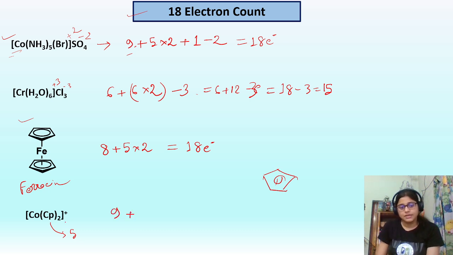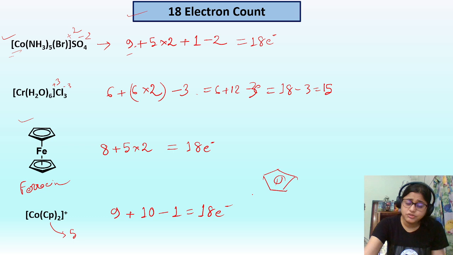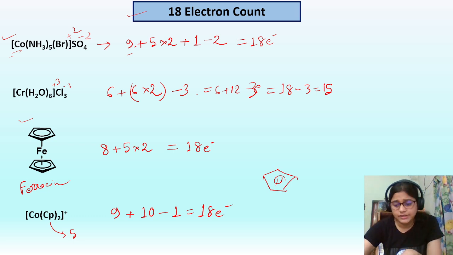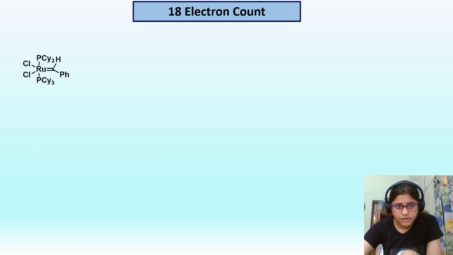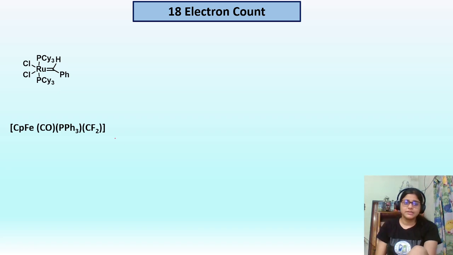9 plus from 1 CP the contribution is 5, so it will be 10, and 1 positive charge is present, so we have to subtract this, it will be 18 electrons. Fine. When you solve the questions, you can understand in a better way. Now some other examples. The practice actually makes you perfect, so you have to practice a lot.